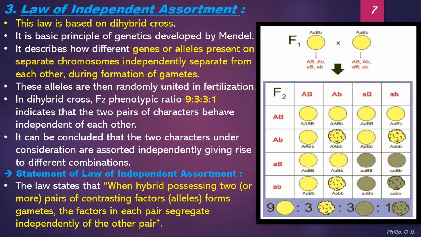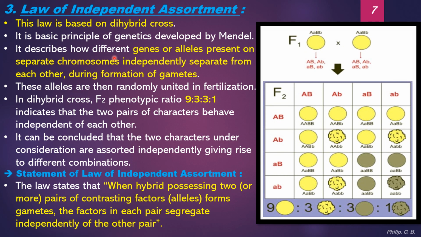Now moving further to the third law, independent assortment. This law is based on the dihybrid cross. That is, the first two laws we observed, the law of segregation and the law of dominance, both relate to the monohybrid cross, but the third law is purely based on the dihybrid cross. So here it is a basic principle of genetics developed by Mendel.